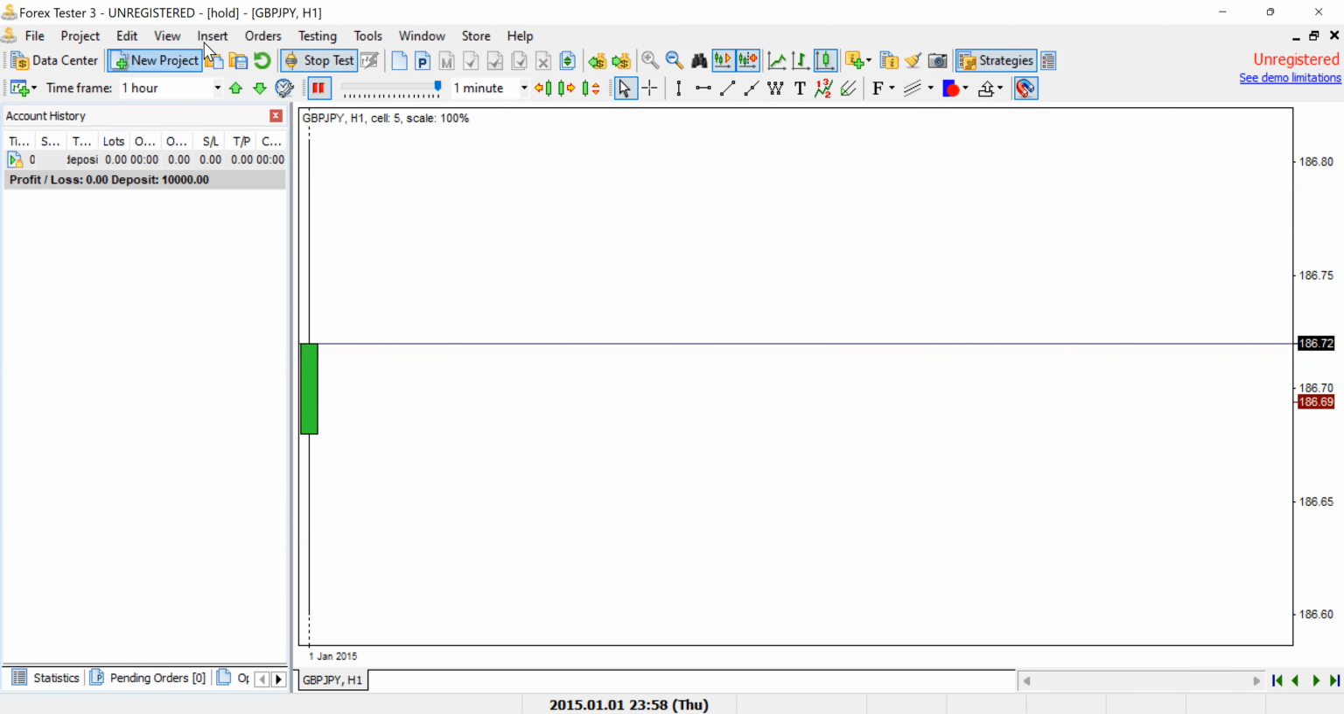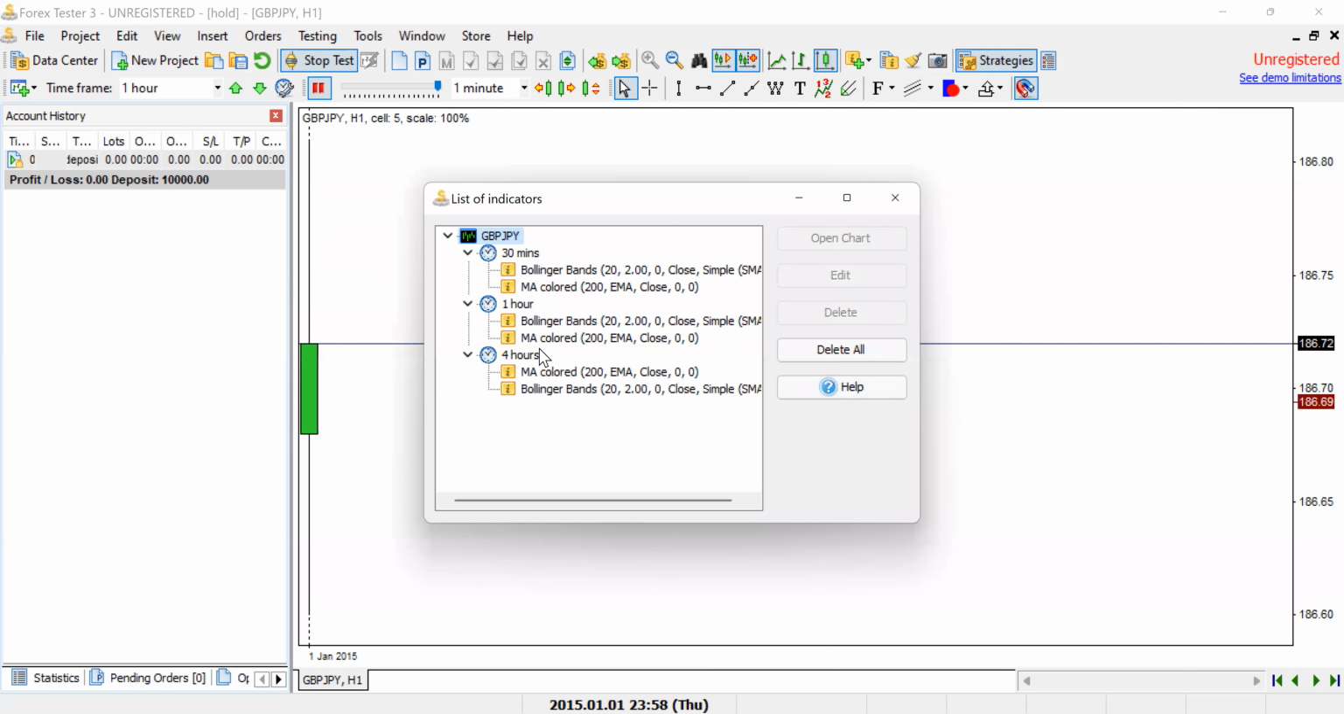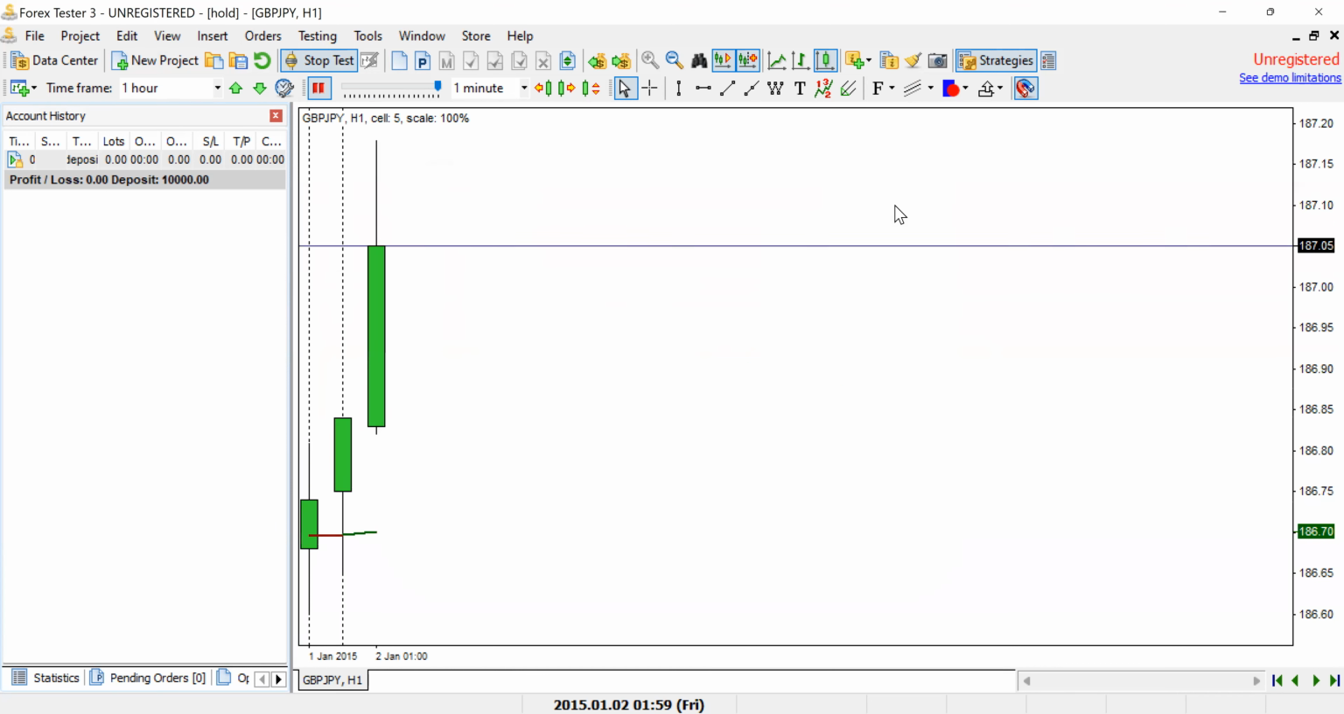So let's add price indicators, and I think indicators are already added, right? And you're on the hourly charts. You have a Bollinger Band 20 period, makes sense, and then the MA, that's the EMA, also has a period of 200. So just keep that in mind. Two simple indicators, and let's see them play out.